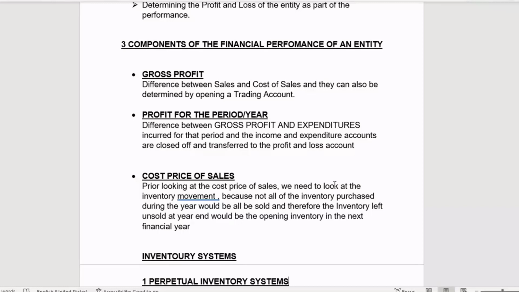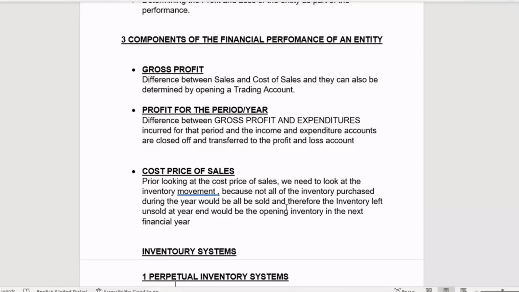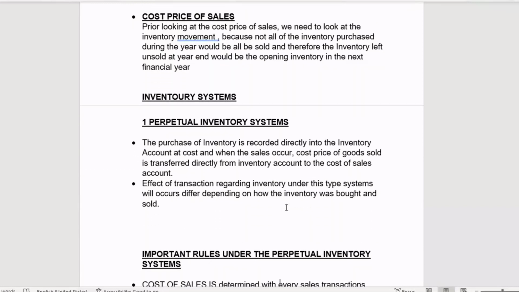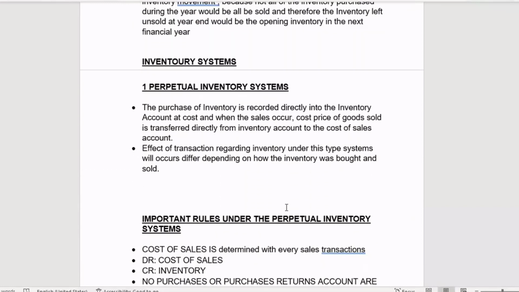So if they add, they will have what's called additional inventory, and they're going to add it to the opening inventory that we have in the next accounting period. Okay, our next part is going to be the inventory systems. We have what's called the perpetual inventory system, and then we've got what's called the periodic inventory system. The treatment is different in this way.